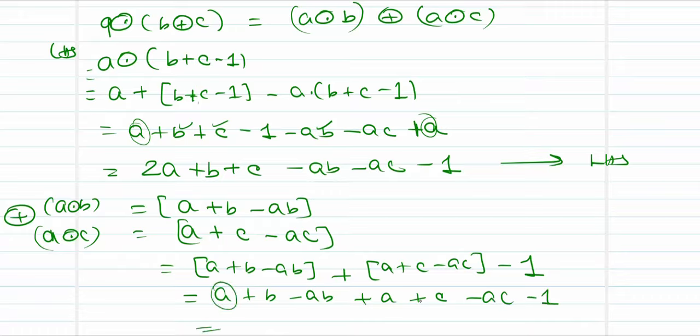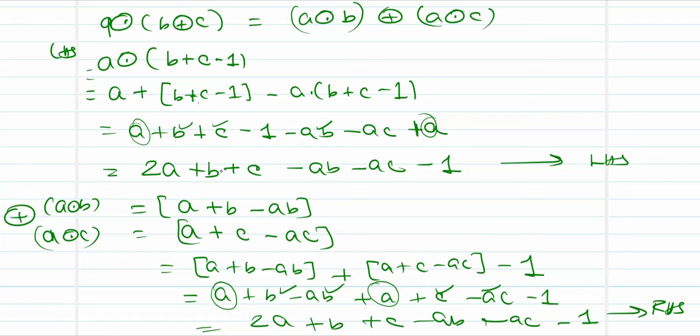So I have an A, I have an A, so that makes it 2A. Plus B is here, plus a C is here, minus AB is here, minus AC is here, and we have a minus 1 here. So that makes it my RHS. So I have shown that one part of the distributive law is going to be true.